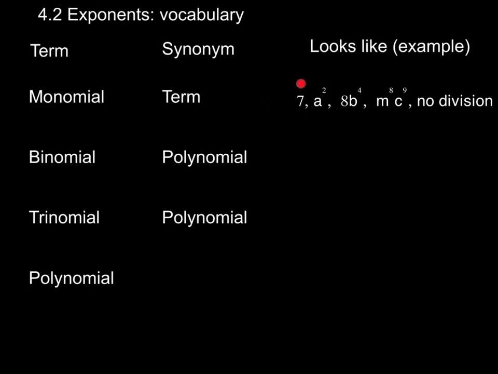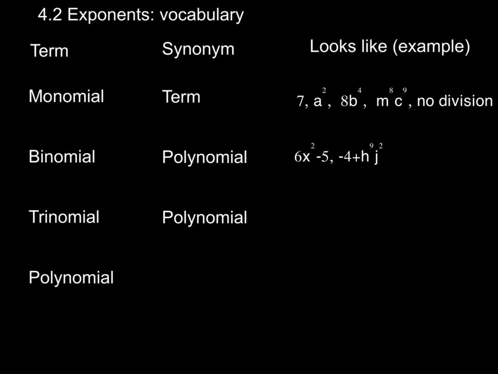Monomials look like constant numbers just by themselves, variables with exponents, a variable by itself, a combination of a number and a variable with an exponent, or two different variables with their own exponents. Now I want you to note that there is no division in a monomial. We'll look at that later in a little while, but monomial is only going to include multiplication, okay, no division.